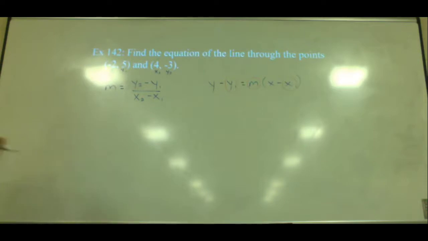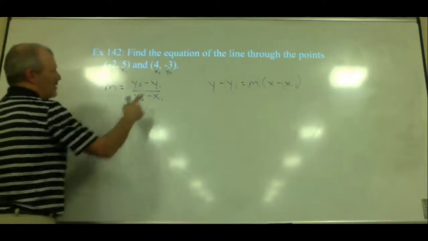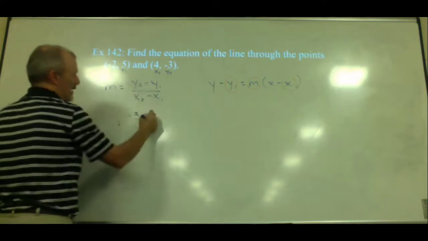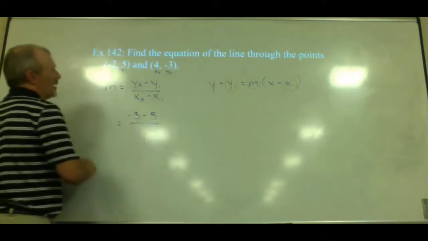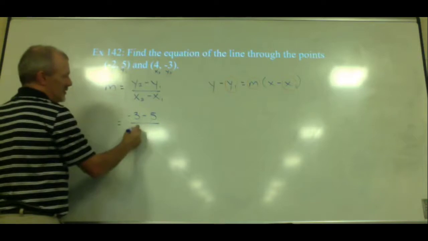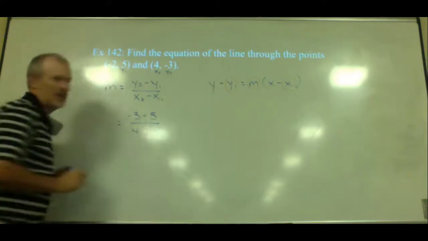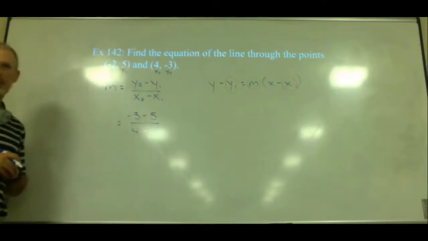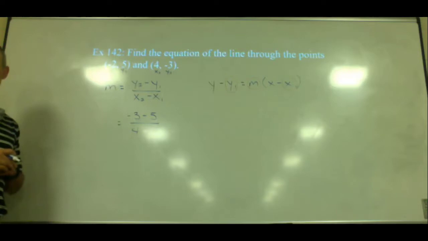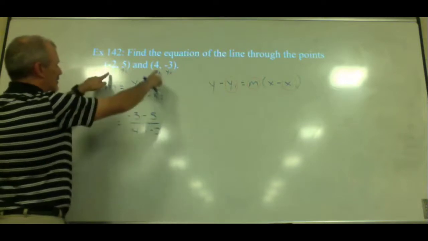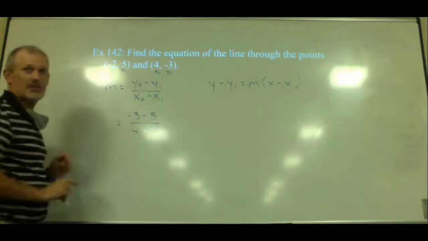So if we plug that in, Y2 is the -3 minus Y1 is the 5. And then X2 is the 4 minus X1, which is -2. Now, before we go on, I want to make sure, does everybody understand where those numbers came from? The 2 Y's, -3 and 5, and the 2 X's, 4 and -2.